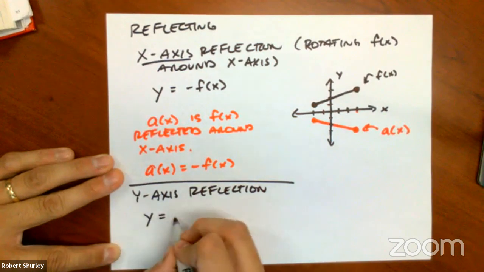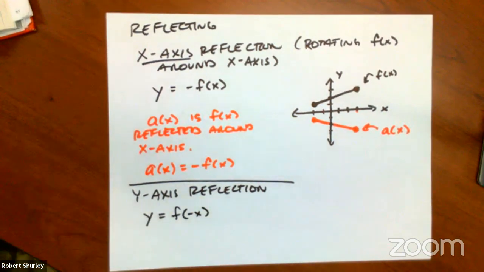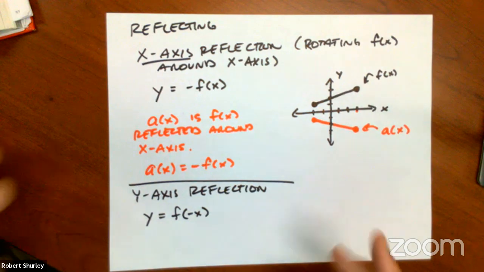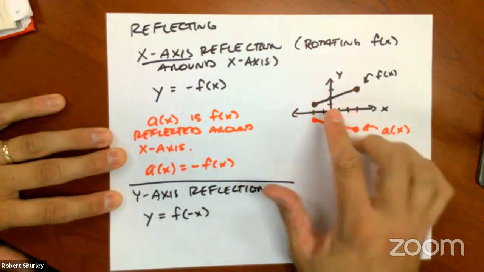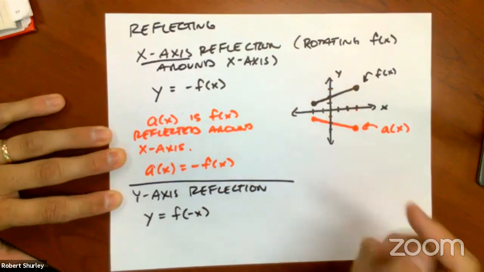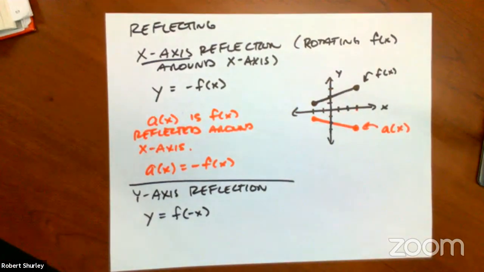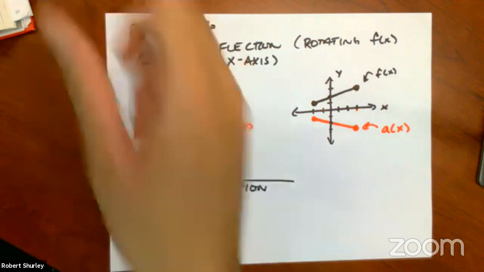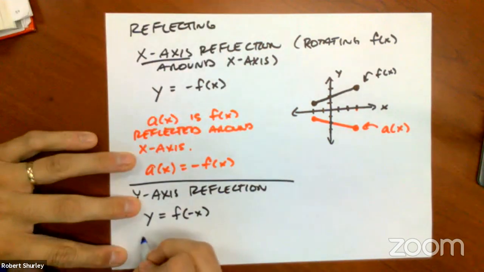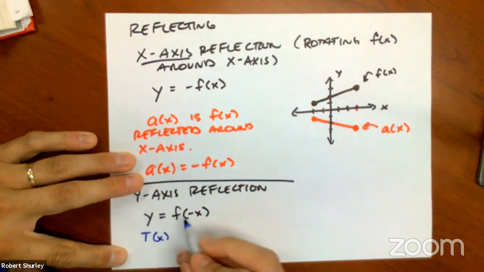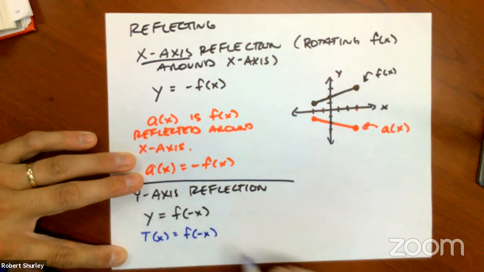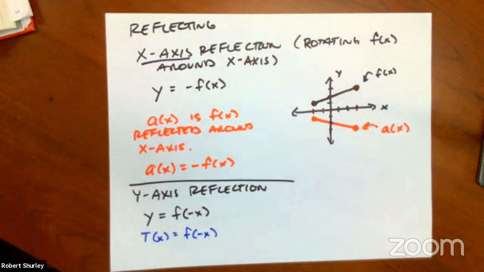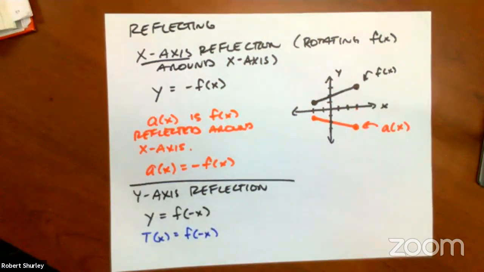So y would equal f of negative x, which we've done a little bit before, right? That's how we check to see if something was even or odd and all that fun stuff. So for y-axis reflection, don't worry about the red graph, right? Take this black graph, and we're going to just rotate it around this y-axis. For this graph, it's probably going to make an x looking kind of thing with the original. But let's call it t of x, why not? t of x equals f of negative x, okay? And all that's going to do is reflect us around the y-axis.